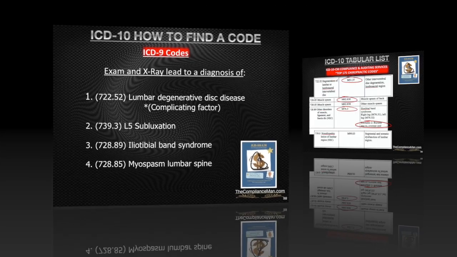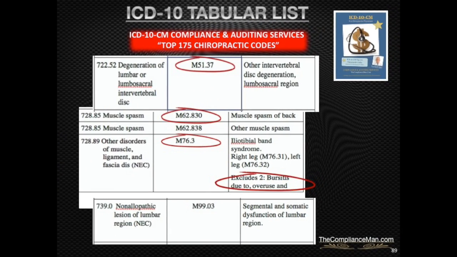By using the Compliance and Auditing Services book, you can easily find the ICD-9 codes because they are in numerical order. Once you found the code, then you can look to the right and see the corresponding ICD-10 code. And to the far right of the ICD-10 code, you will see the definition of that specific code and any special instructions that are associated with that specific code.